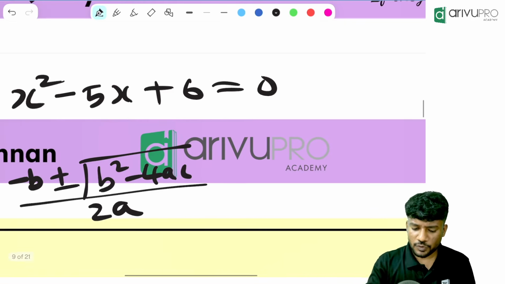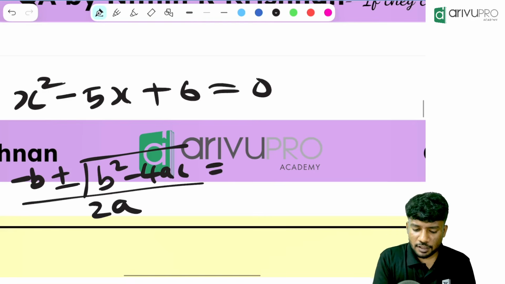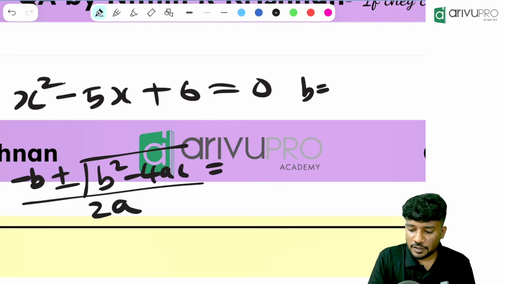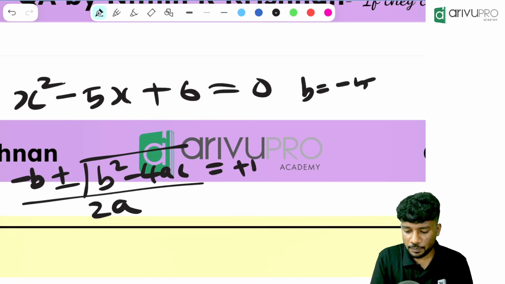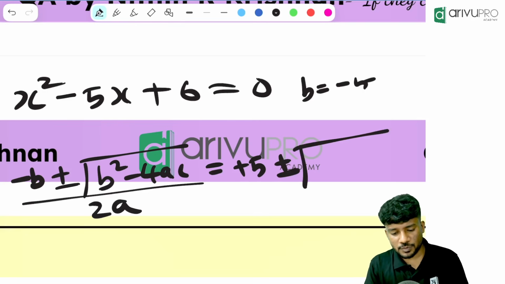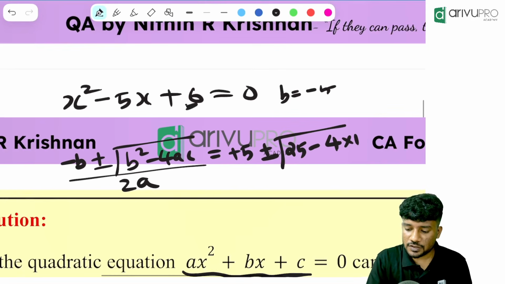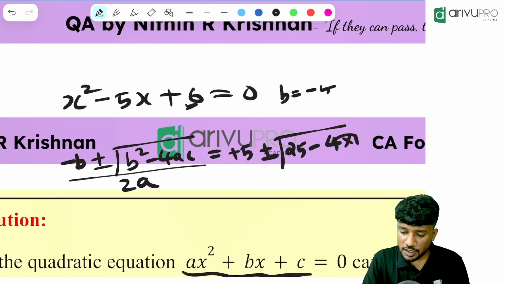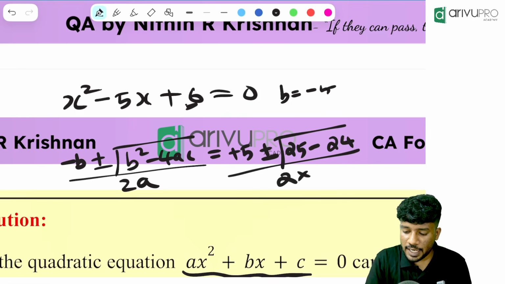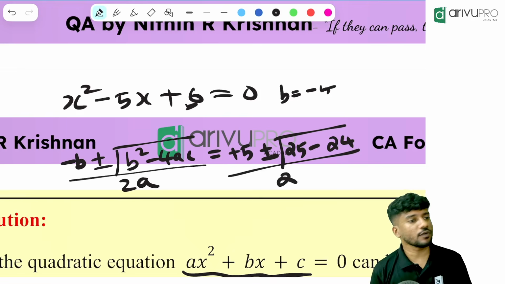Now, instead of b, who is sitting here? Minus 5. That means minus of minus 5 will become plus 5. Plus or minus root of b square. B is minus 5, the whole square is 25. Minus 4 into a, which is 1, into c, which is 6. So 4 into 6 is 24. The entire thing is divided by 2 into a, which is 1, so divided by 2.